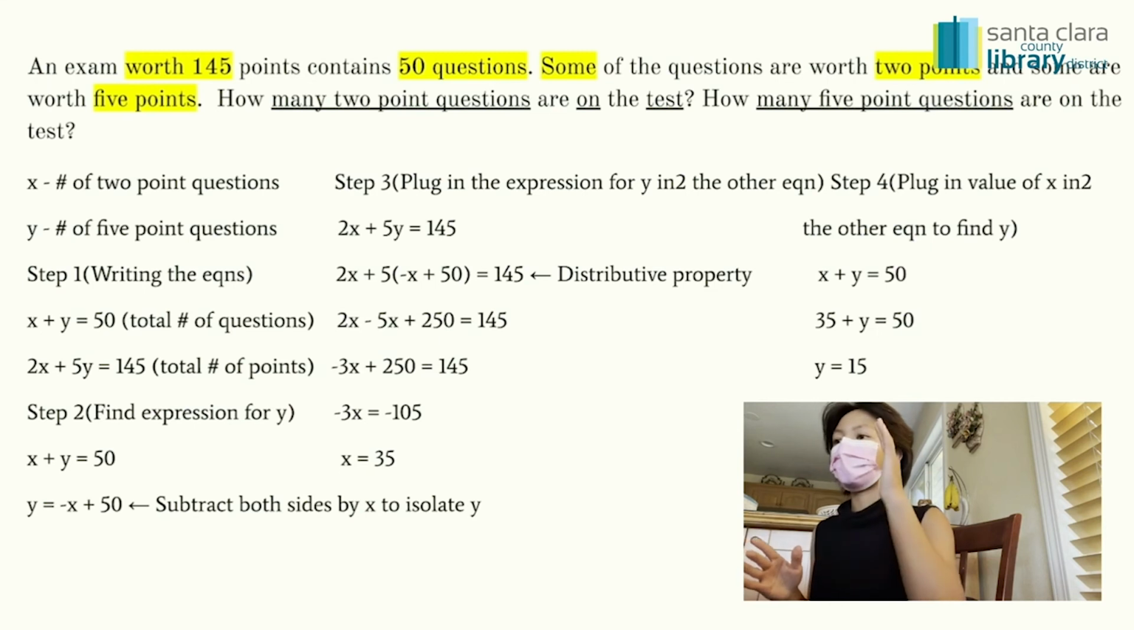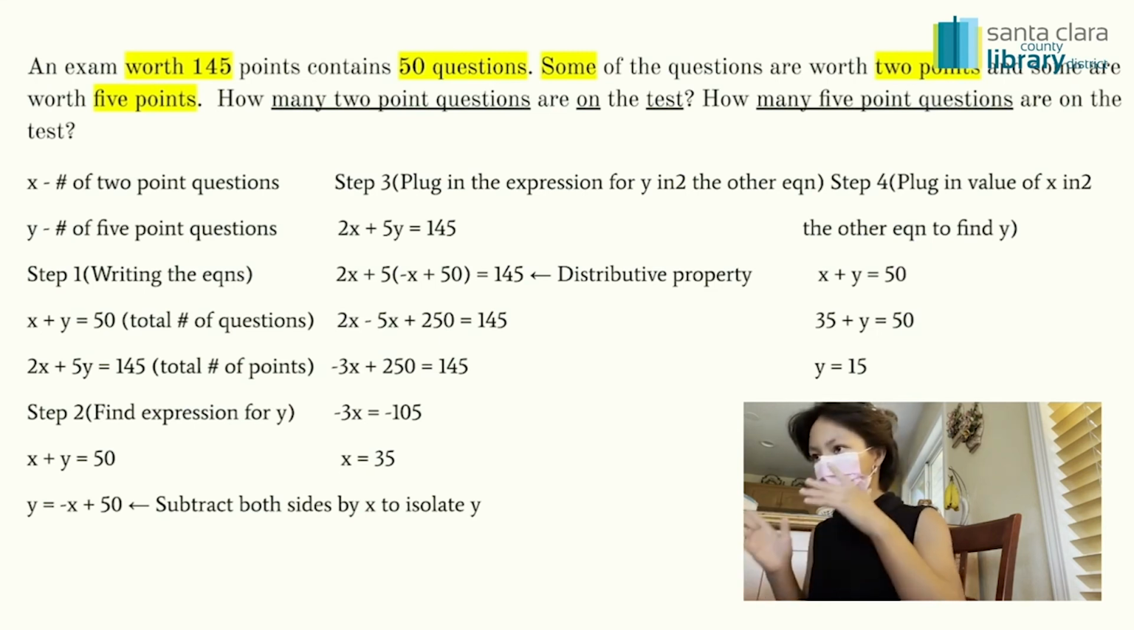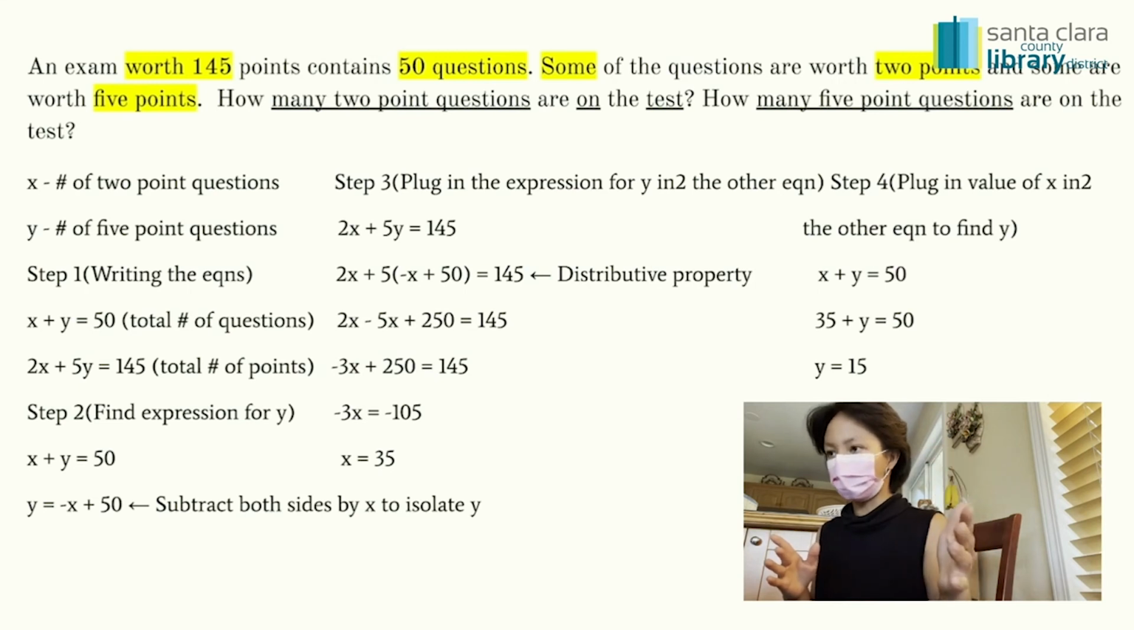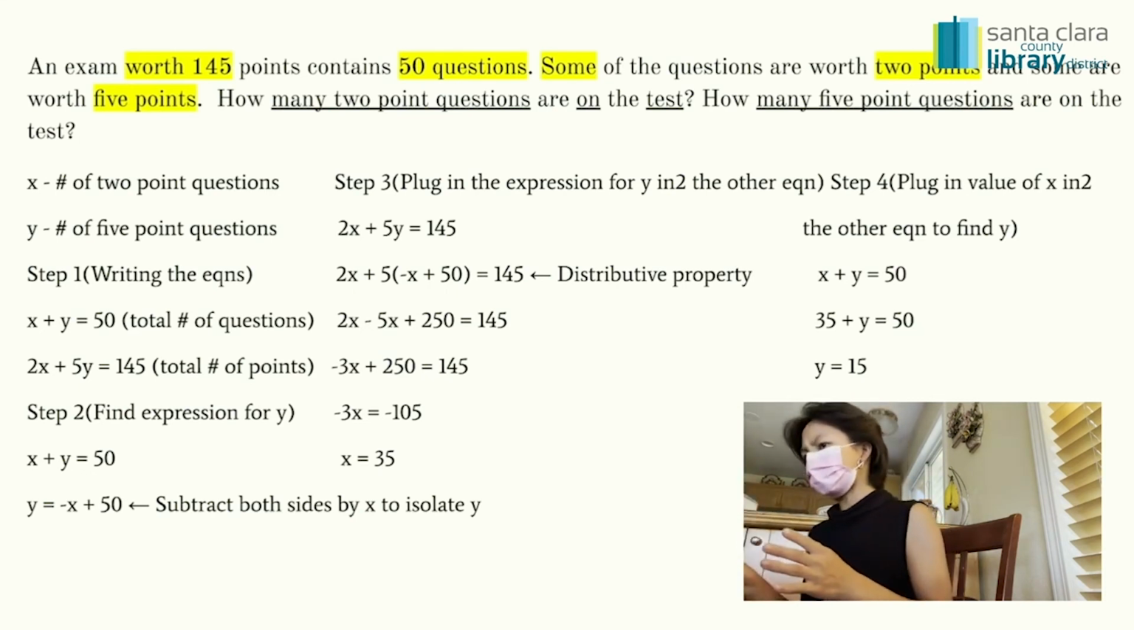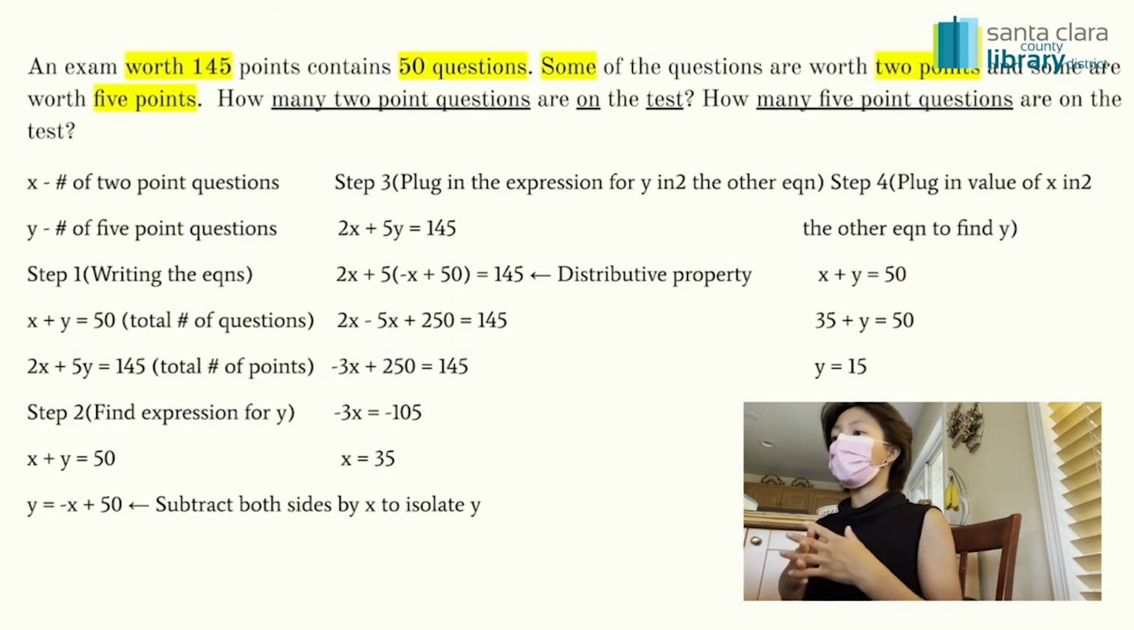2x plus 5 times the value of y, which is -x plus 50, equals 105. Distributive property and all that jazz. 2x minus 5x plus 250 equals 105. Combine like terms. -3x plus 250 equals 105. Subtract both sides by 250 and we get -3x equals -105. Divide both sides by -3 to isolate x and we get x equals 35.